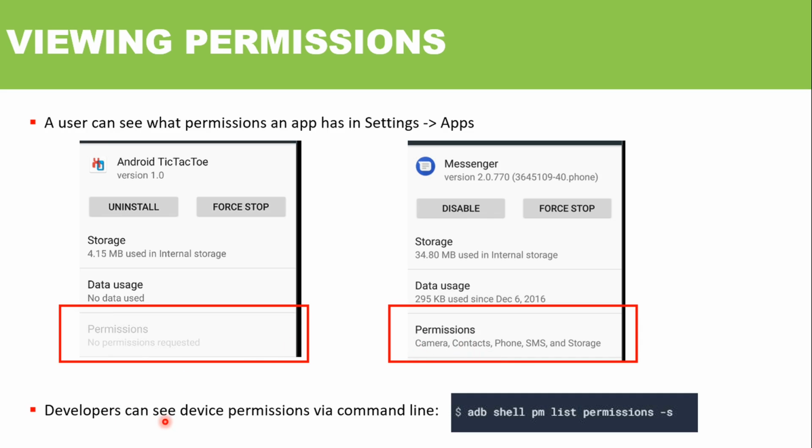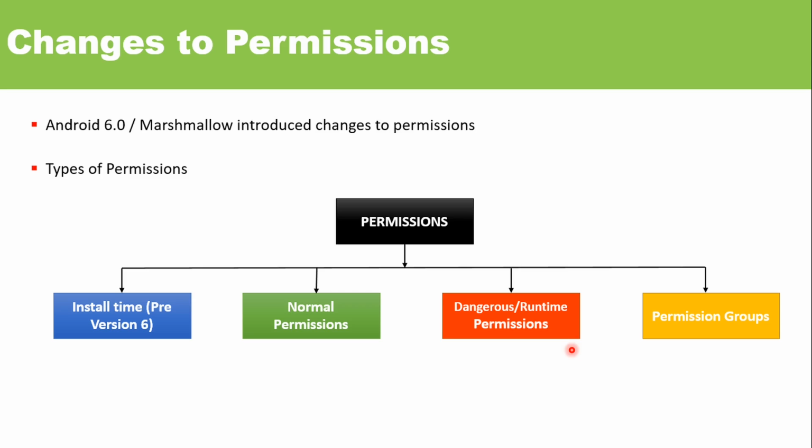Also, developers can see device permissions via command line, and this command is adb shell pm list permissions -s. So using this command line, developers can usually see the permissions that are given for any application.